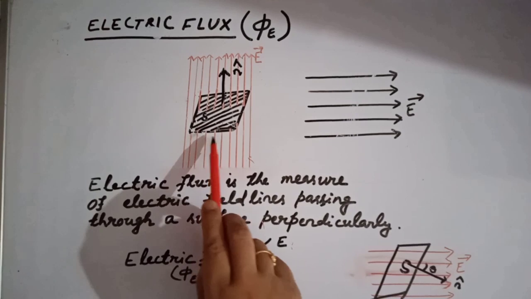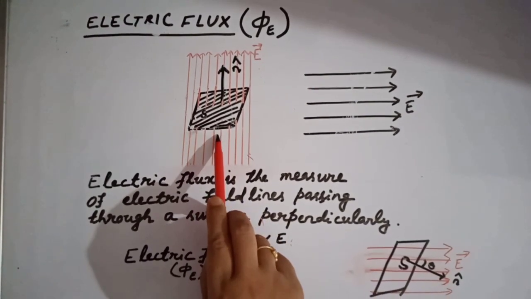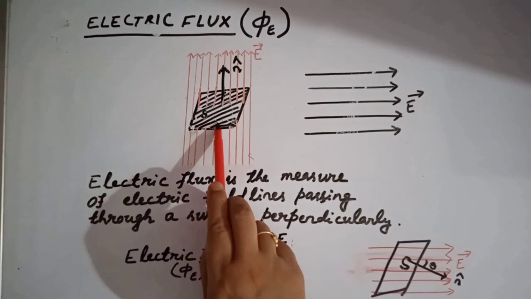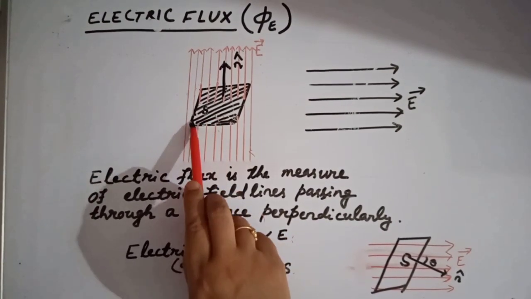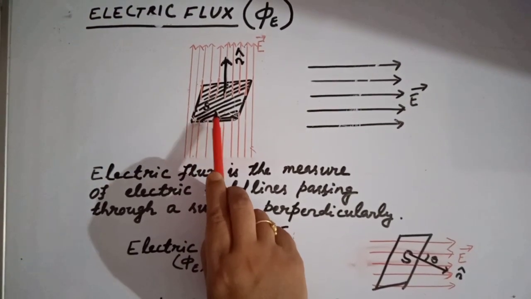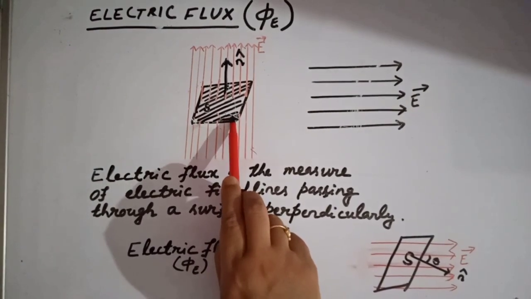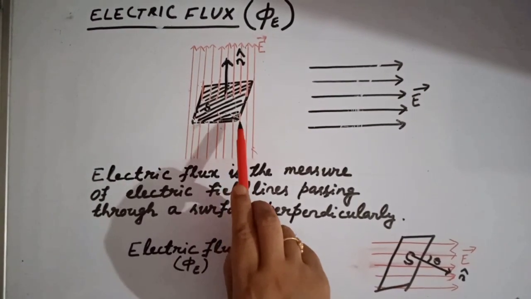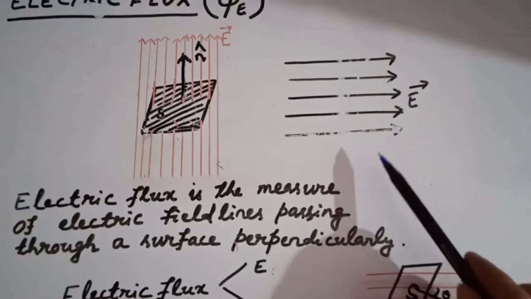If electric field lines are closer to each other, that is, the strength of the field is more, then the electric flux passing through the surface will be more. If area is more, then electric flux will be more. Electric flux passing through a surface depends upon the angle between the electric field and the area vector also.